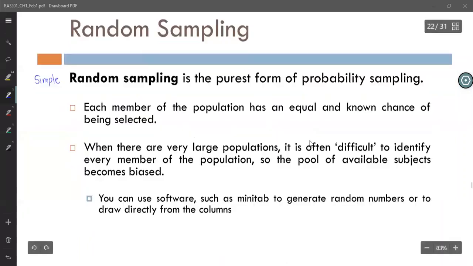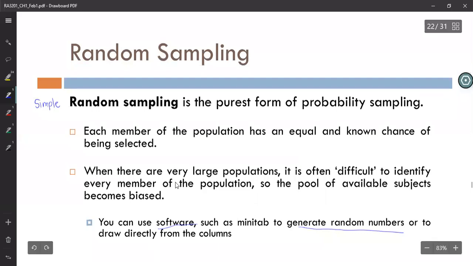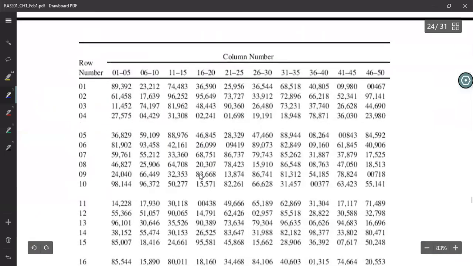Or if you want to do it methodically, you can use software, or you can generate numbers using a random number table. There's something called the random number table, and using it you can also generate a set of random numbers. So I'll show you how to use it.